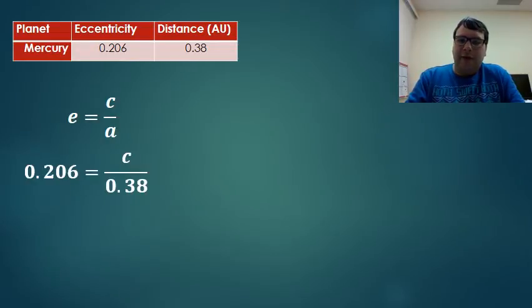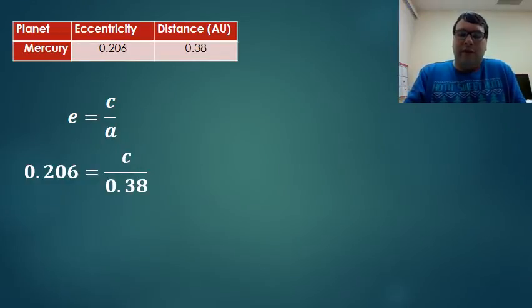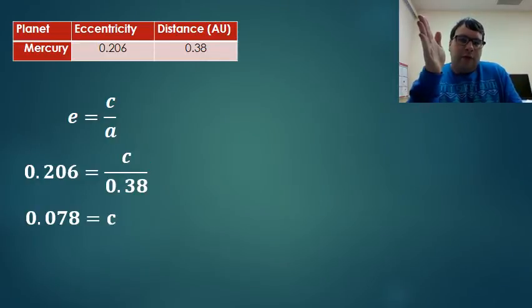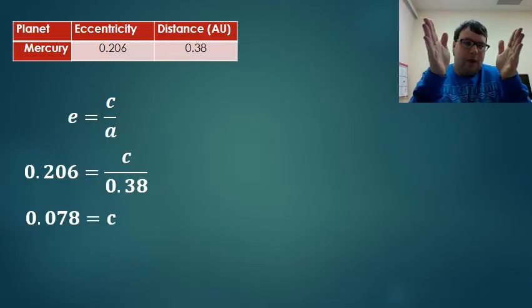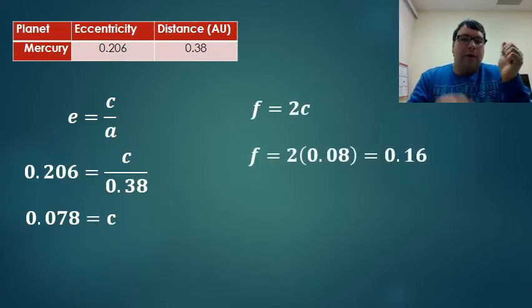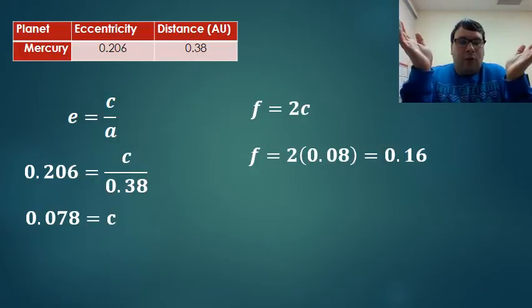So we just plug in our eccentricity value of 0.206 and set it equal to c divided by the 0.38, the distance in astronomical units. When we pop this into a calculator, we get c is about 0.078, give or take. Now, here's what's really cool. c represents the distance from the center to one focus. But if we want to know where are the two foci, now we just have to multiply by 2. So that gives us a value of 0.16.